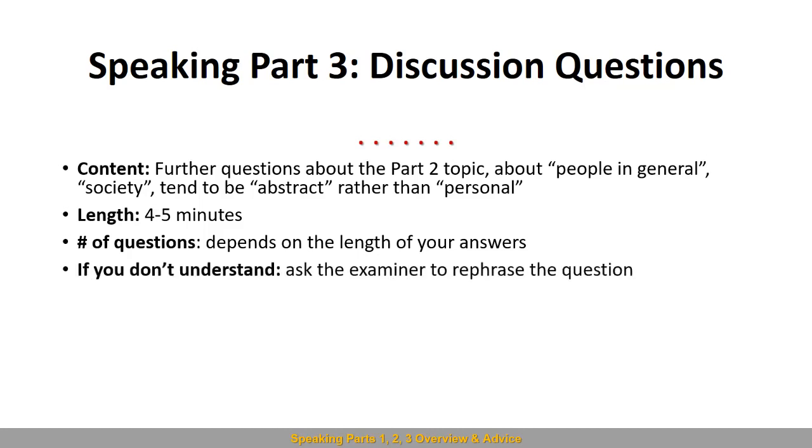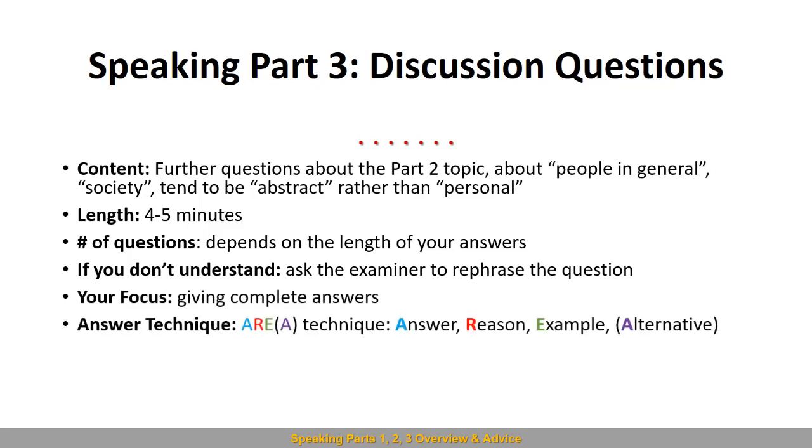If you don't understand, you can ask the examiner to rephrase the question. Not just repeat, but rephrase to say it in a different way. And your focus here should be giving complete answers. To do this, I recommend you use the AREA technique. That is, first you give the answer to the question. Then you give a reason for your answer. After that, you give an example. And finally, if you have an easy idea for it, you can also optionally give an alternative or a different answer.